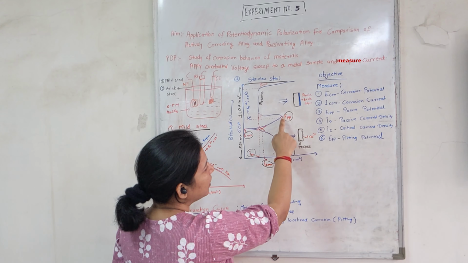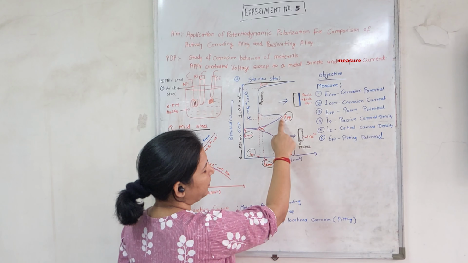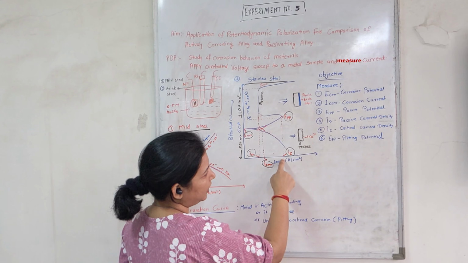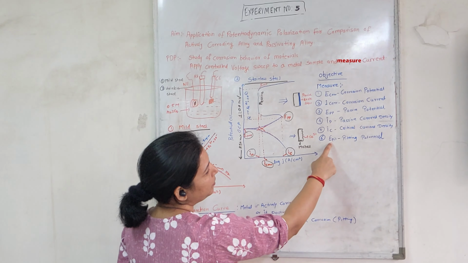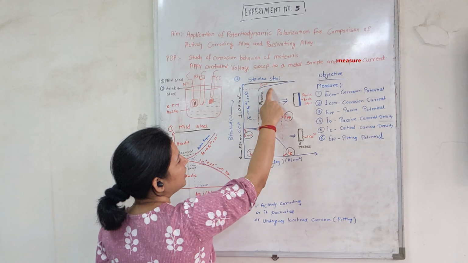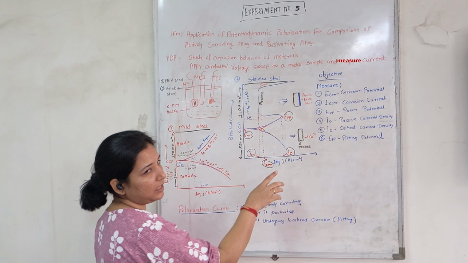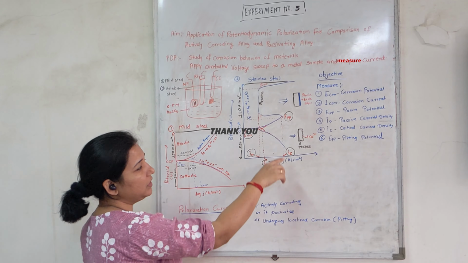Then next is the critical current density. The current that you get at the passive potential is called the critical current density, and then the pitting potential is where you see the sudden increase in the current. So these are the parameters that you have to find out from this plot.